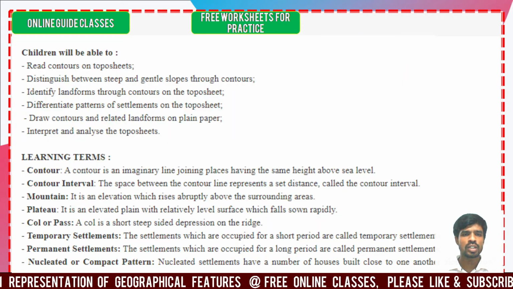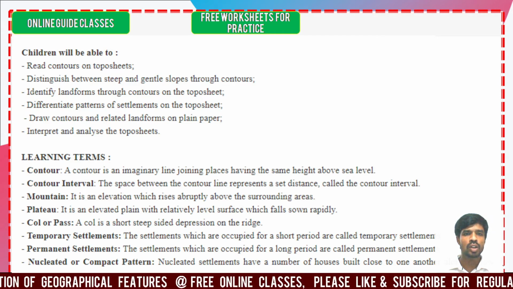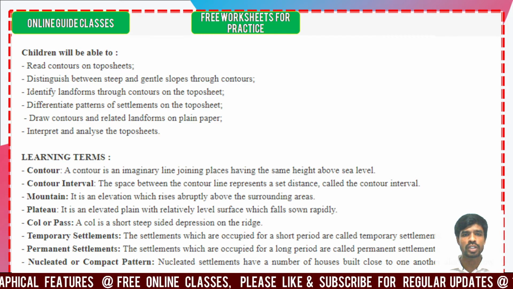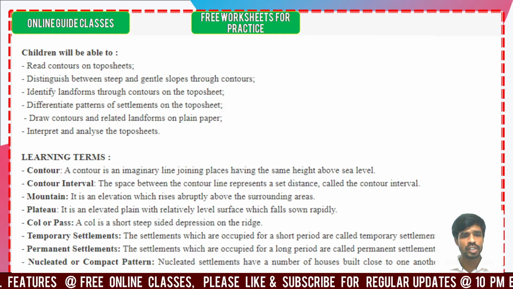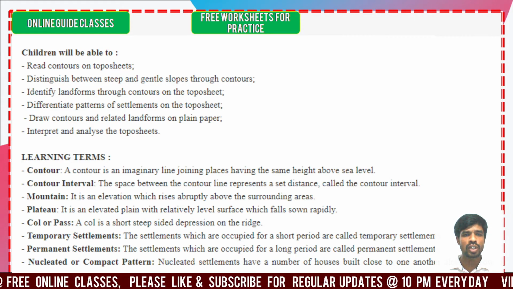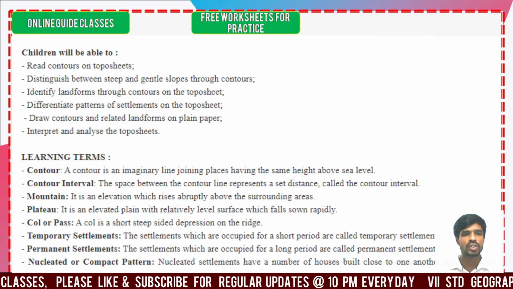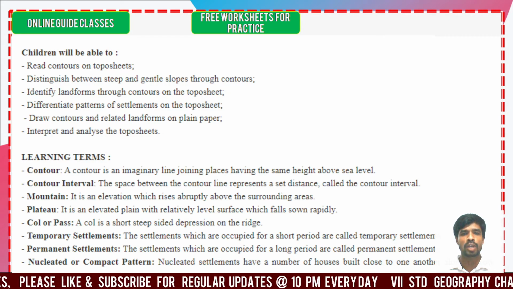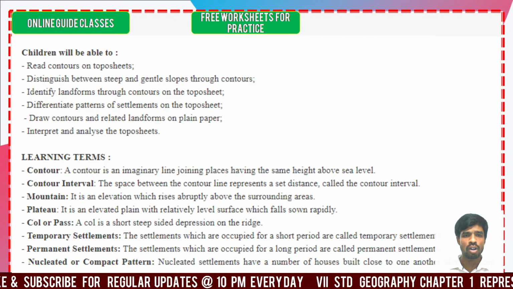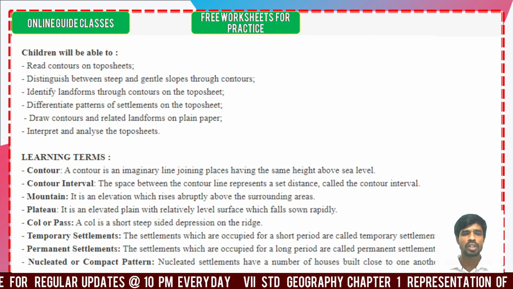In this lesson, the following points we are going to discuss, my dear friends. What are they? The first one is contours on topo sheets. The second one is distinguishing between steep and gentle slopes through contours. The third one is identifying landforms through contours on the topo sheets. The fourth one is differentiating patterns of settlements on the topo sheet. The next one is drawing contours and related landforms on plain paper. And the next one is interpreting and analyzing the topo sheets. All these points we are going to discuss in the continuation of this particular lesson.